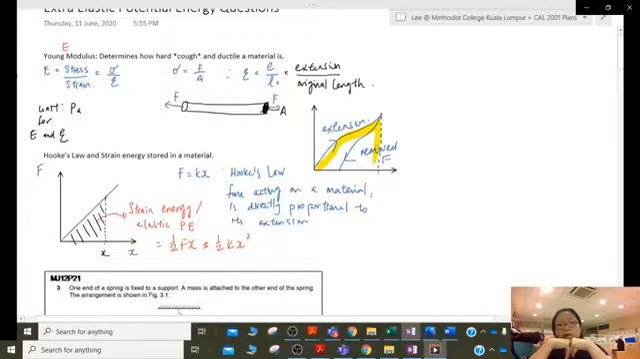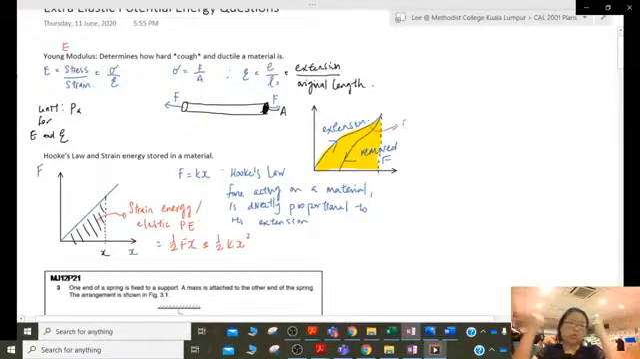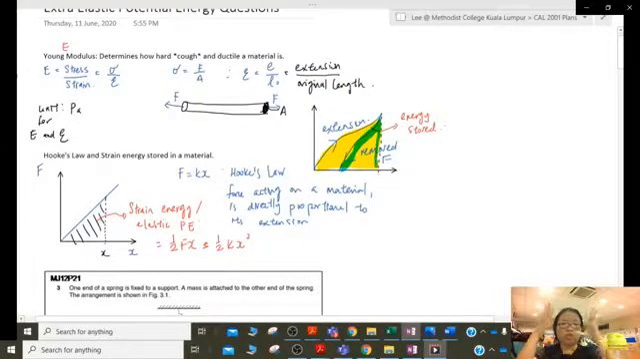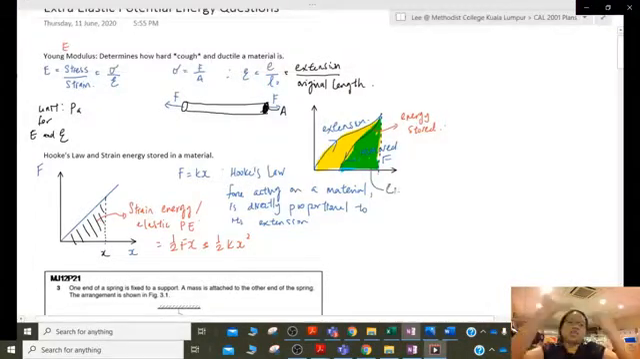So this yellow shading shows you the energy I use to stretch the material, which is also the energy stored inside the material. Okay, energy stored inside the material. But when you remove the force, you don't get back all the energy, because this green color is the energy that is returned back to the system.